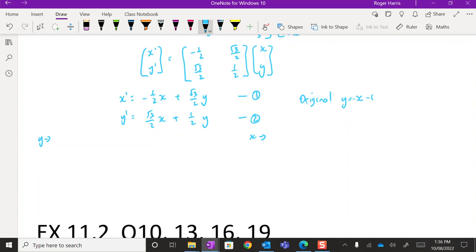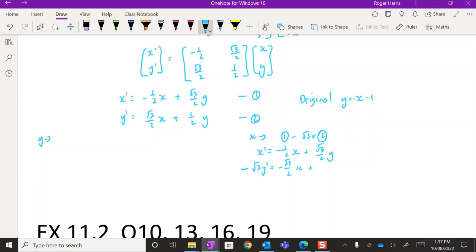So let's have a look at that. What did I say? I'm eliminating y. To get x, I'm going to do equation 1 minus root 3 times equation 2. So I'm going to get x1 equals negative a half x plus root 3 on 2y. To get the same y value, I times all of this by root 3, so root 3 y dash minus root 3 on 2x.